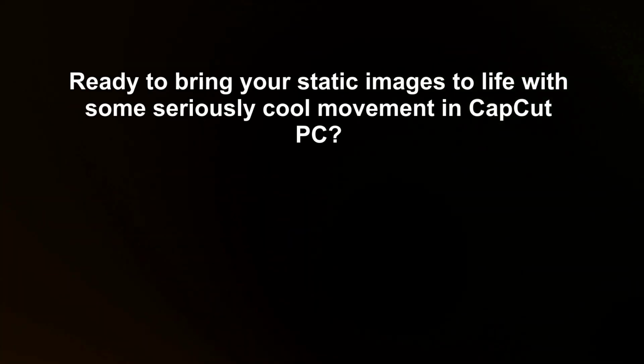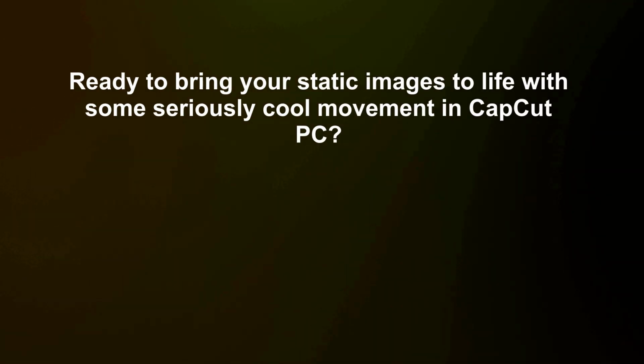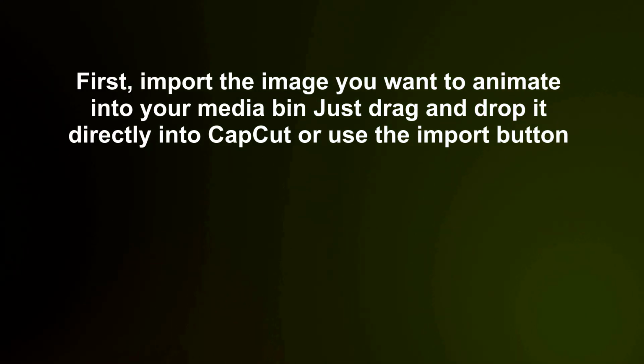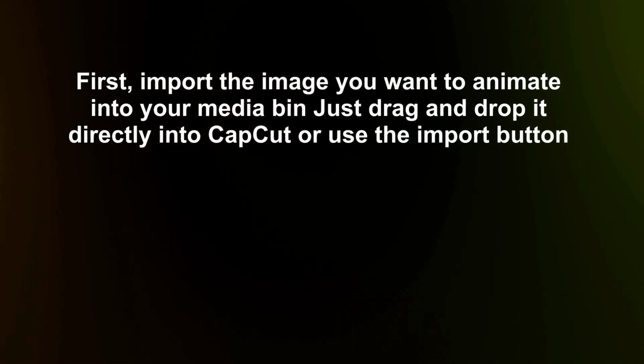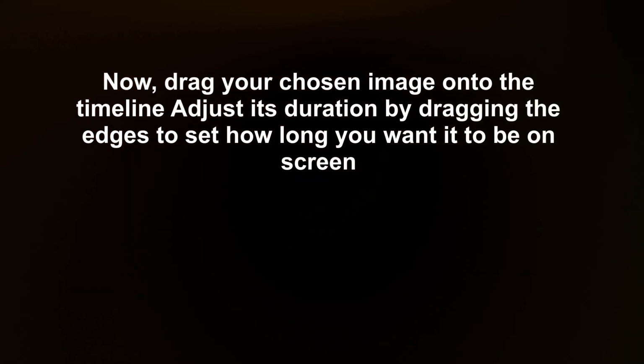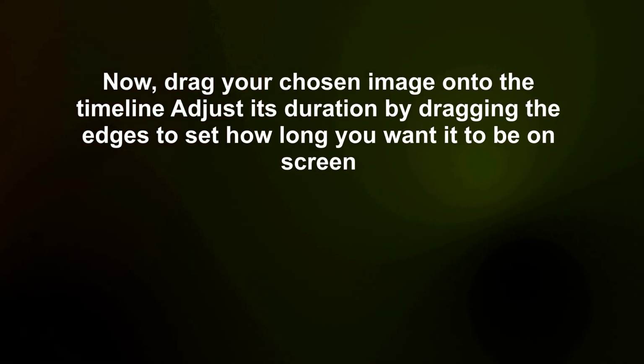Ready to bring your static images to life with some seriously cool movement in CapCut PC? First, import the image you want to animate into your media bin. Just drag and drop it directly into CapCut or use the import button. Now, drag your chosen image onto the timeline. Adjust its duration by dragging the edges to set how long you want it to be on screen.